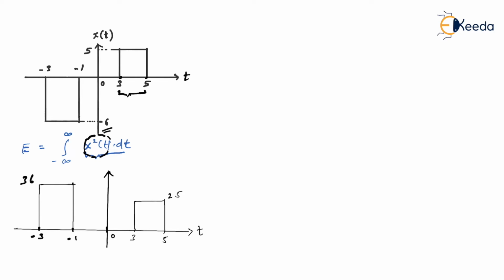And now this new signal is known as x square of t. Is that right? So now energy is equal to integrating over minus infinity to infinity x square of t dt. So the signal x square of t is now known to us, and it is this signal. Am I right? We know that.